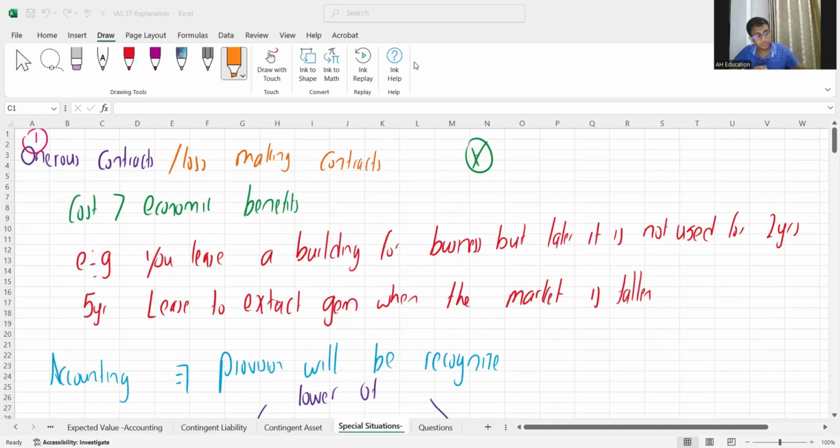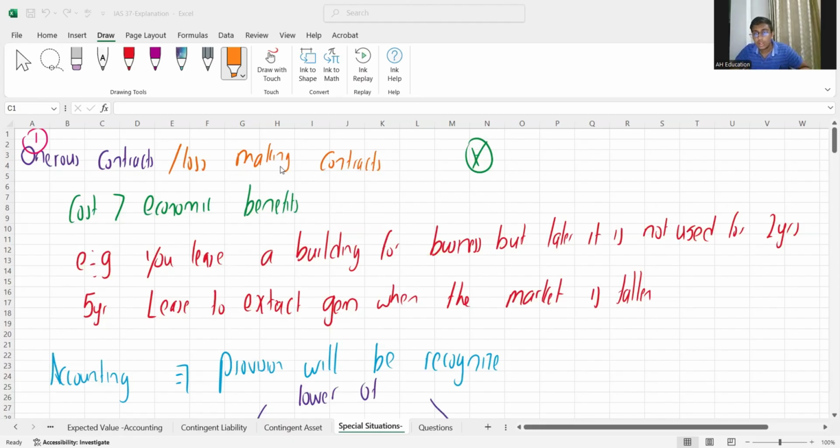Okay, now we are moving into our final part in terms of IAS 37, which is an addition for your standard in terms of financial reporting. These are called special situations. There are four, and these are highly tested in your exams. These can come as MCQs mostly or Section B type of questions.